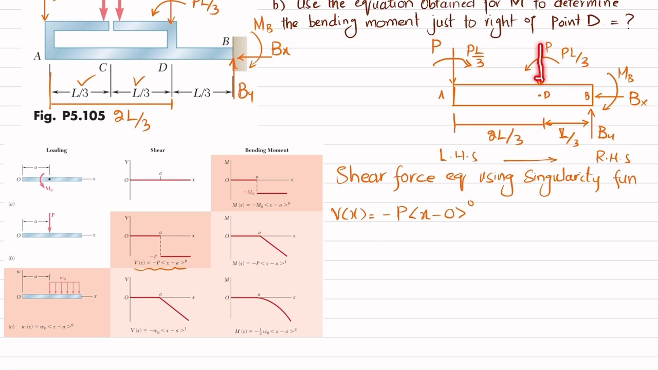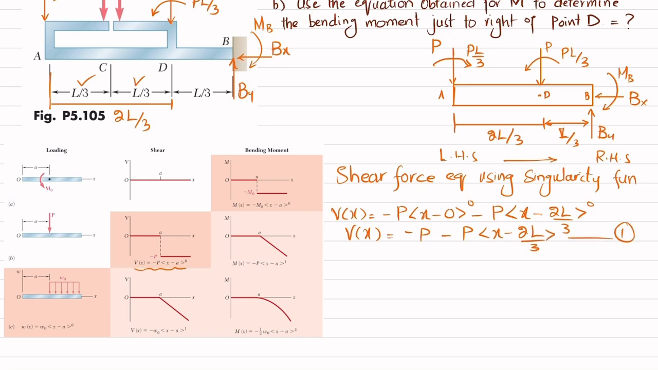Now the second load is P, and it is acting at a distance of 2L by 3. This distance is 2L by 3, which is equal to a for this point load. So I can write minus P into x minus a, where a is 2L over 3, power 0. And this moment also has no shear force contribution. So V(x) will be equal to minus P, since x power 0 is 1, so it will be minus P, and minus P into x minus 2L by 3.